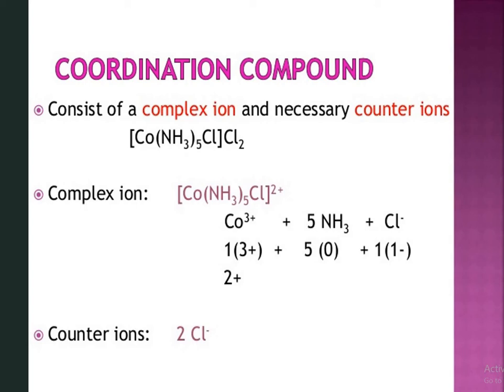In the complex ion, cobalt has a 3 plus charge, the ammonia ligand has no charge, and the chloride ion has a -1 charge. So the overall charge on the square bracket is 2 plus. And each counter chloride ion has a -1 charge, and the 2 chloride ions thus contribute 2 minus charge.